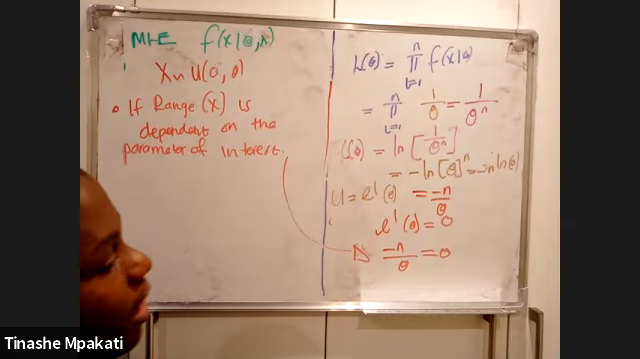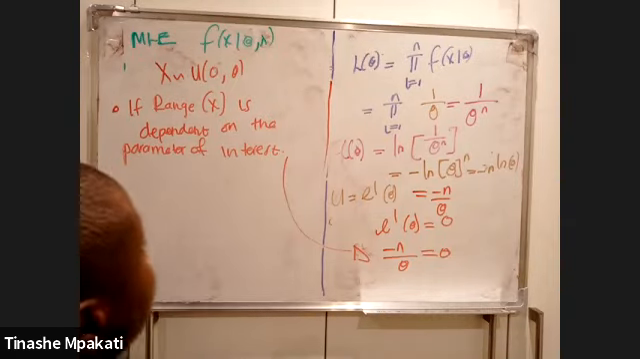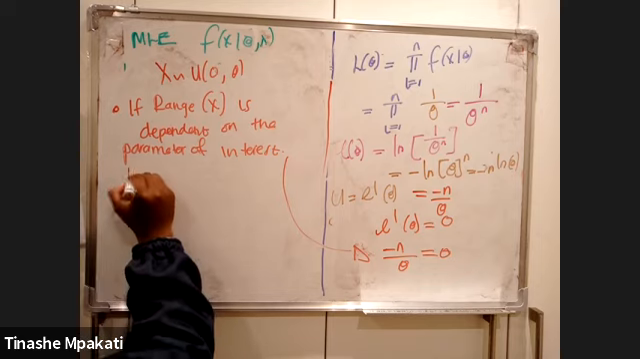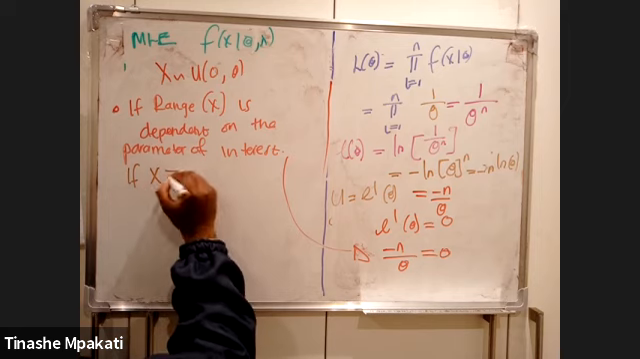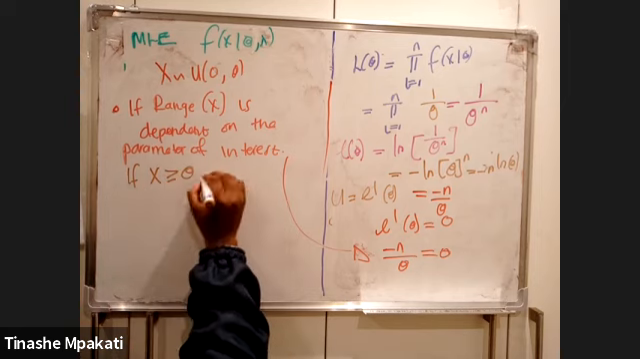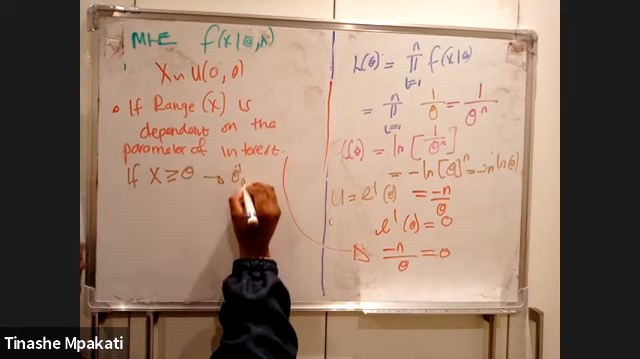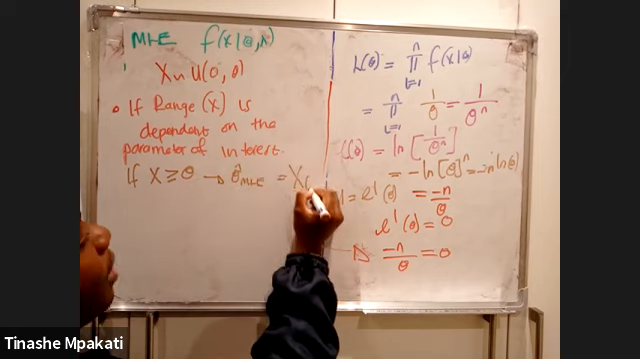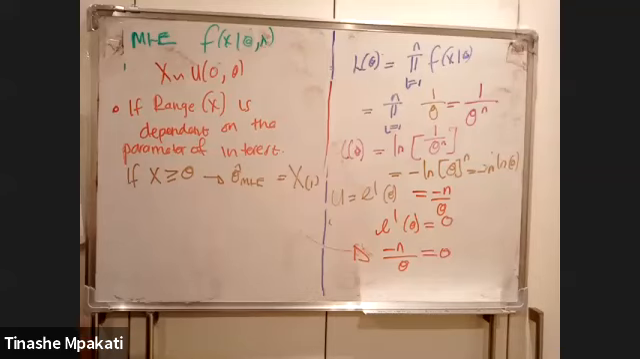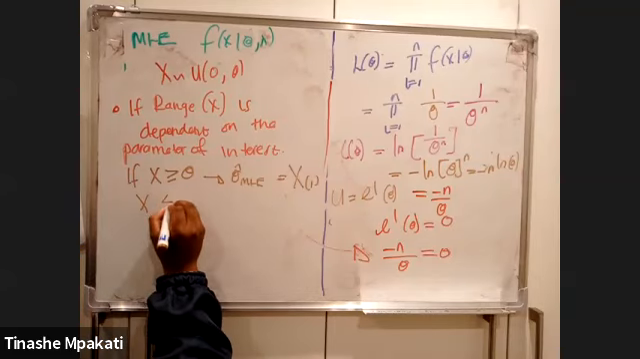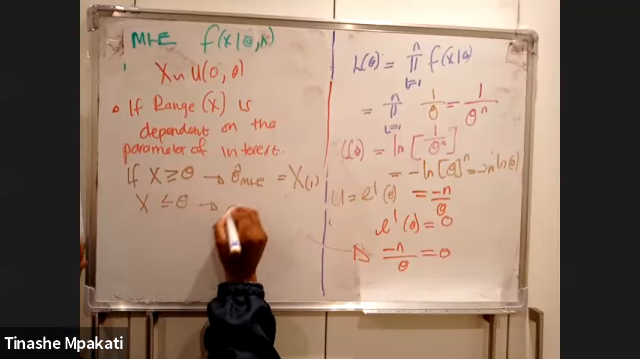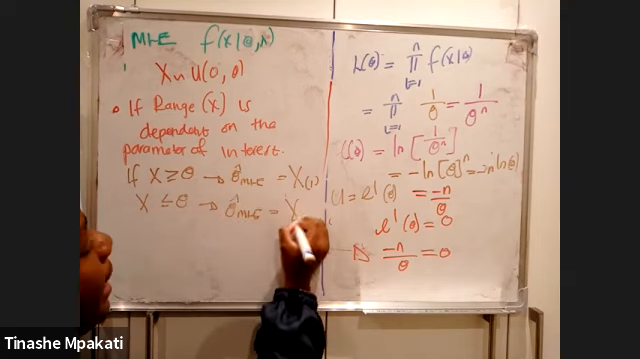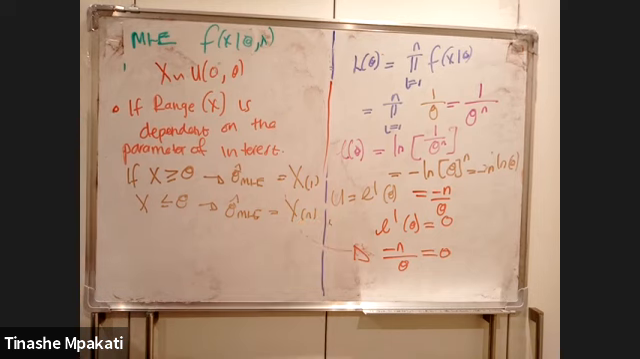What's more important is what you will do when you get to that point, and this is what you're always supposed to do. If your X is greater than the parameter of interest, then your maximum likelihood estimate of theta will simply be equal to the smallest observation in your data. If your X is less than your theta, then your maximum likelihood estimate will be equal to X of n. I'm going to explain this properly.